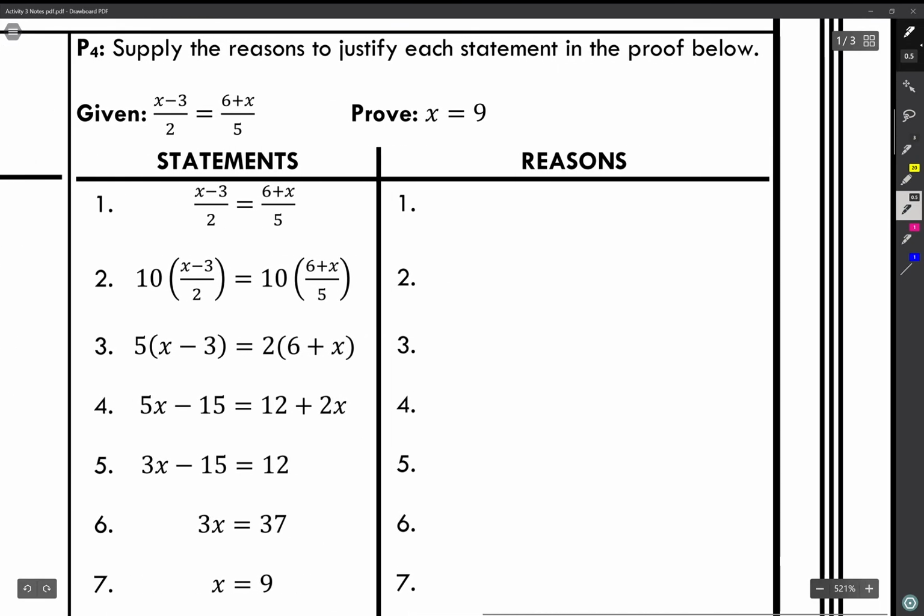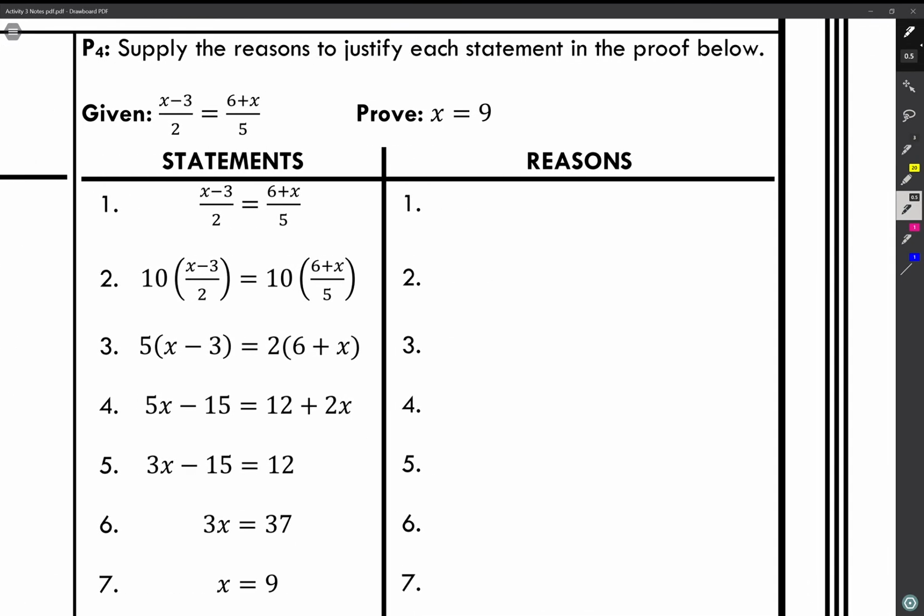Okay, number 4. It says to supply the reasonings to justify each statement in the proof below. So, we are given this equation x minus 3 over 2 is equal to 6 plus x over 5. We want to prove that the solution to this equation is x equals 9. So, all we're doing is writing the reasons this time. Okay, looking at our properties and using that. This first statement is the same as our given statement, so we know this is given. It's our easiest one right there.